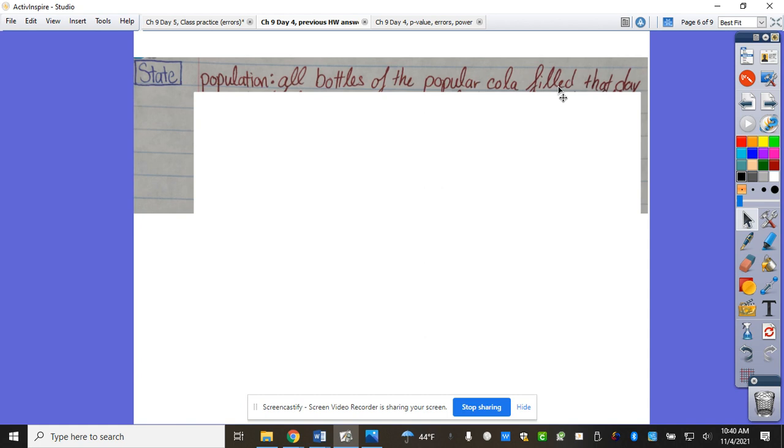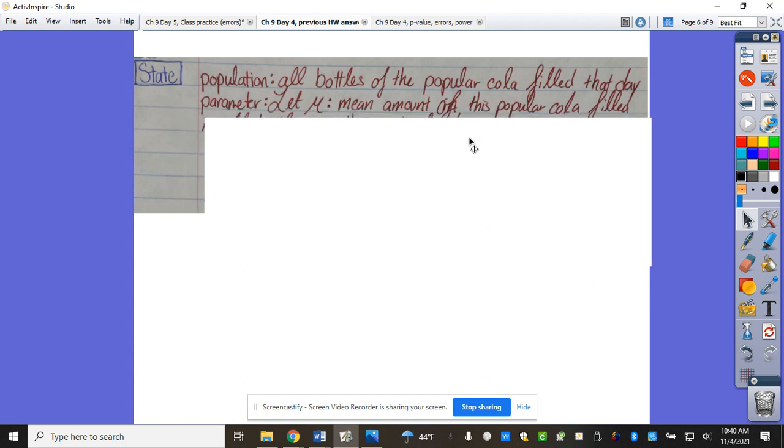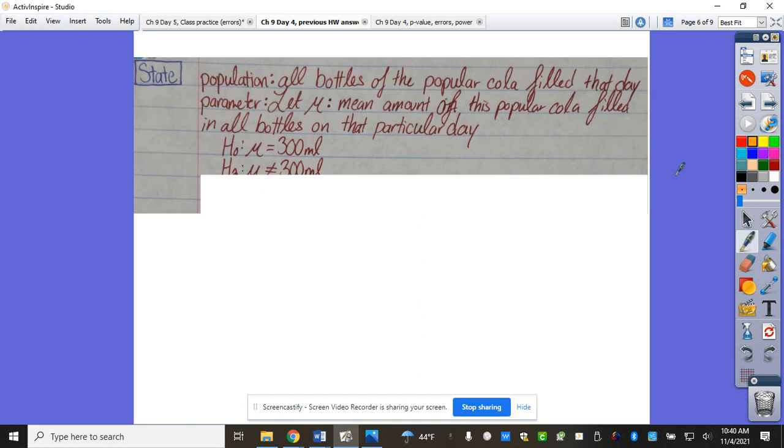And this one doesn't say manufacturer, right? I would probably say from this filling machinery. But it definitely only talks about this day. Correct. So parameter, let mu be the mean amount of the popular cola filled in all bottles on that particular day. Again, that would be fine. Probably want to say filled. And then, because you've already defined the rest of your population.